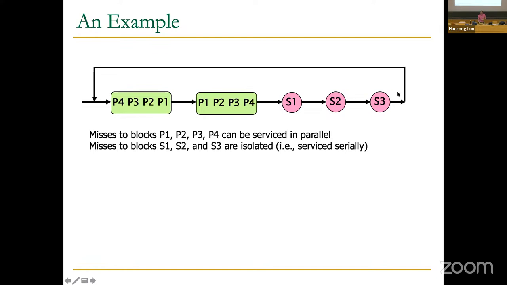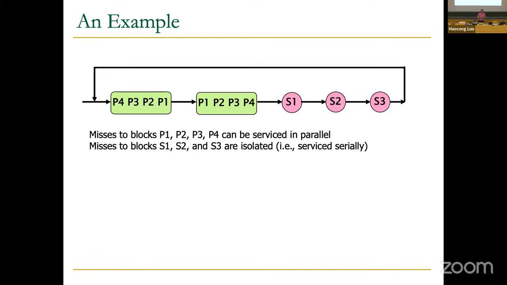The difference between P and S is P misses to blocks P1, P2, P3, and P4 can be serviced in parallel. And misses to blocks S1, S2, and S3 are isolated. Hopefully that makes sense, right? So basically, these misses are less costly from the processor's perspective. These misses are a lot more costly. Eliminating S1 actually stops the stall of the processor completely.